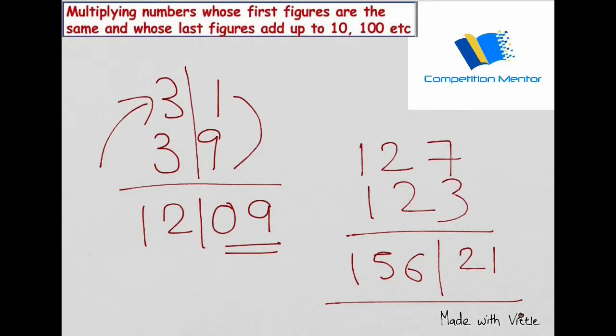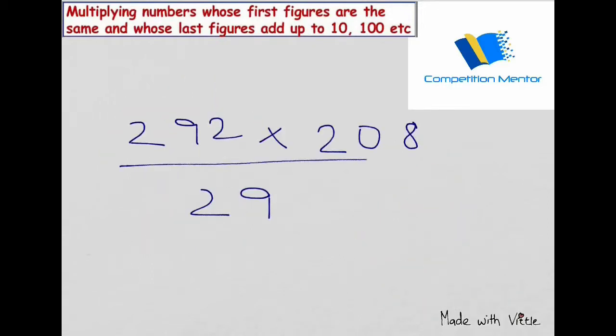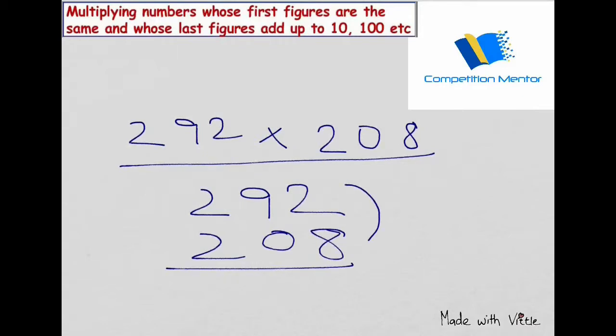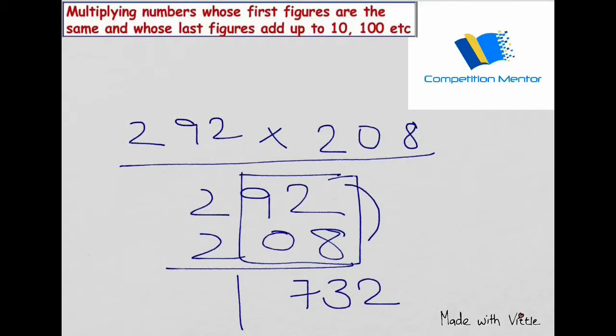So if we multiply 292 into 208, you can see the last two digits, 2 and 8, add up to 10, but 29 and 20 is not the same number. But imagine if you see these two, 92 and 08, they add up to 100. So perfectly fine, we got it: 92 into 8 is 736. But here you will add 0.